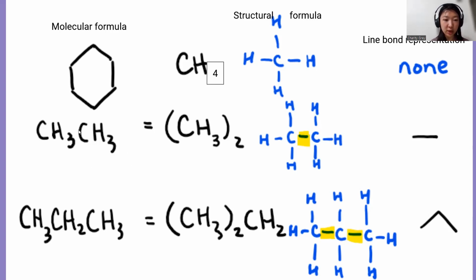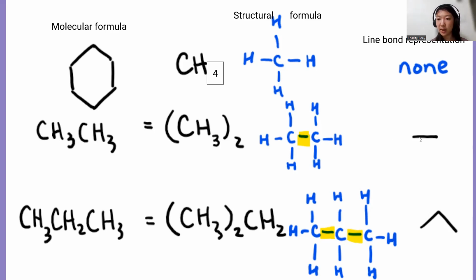So you have CH3, CH3, or you have bracket CH3 times 2. And these two are both molecular formulas, and they're short. So they're fast to write. It takes longer to draw out the structural formula. But once you draw out the structural formula, you really understand what is bonding to what.